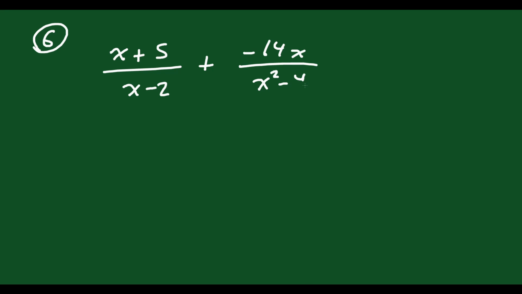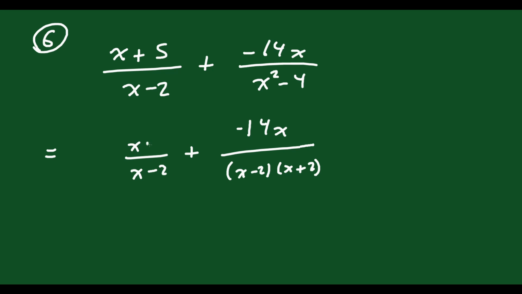Number 6 says we have (x + 5)/(x − 2) + (−14x)/(x² − 4). You want to do the same thing here, right? The second one, you can obviously factor that denominator, so you'll have (x − 2)(x + 2), and on the top, you just have −14x. That reveals that you do have a factor in your denominator that's similar to this one, so we're pretty close to a common denominator. You just have to multiply this by (x + 2)/(x + 2), because now the denominators will be the same.